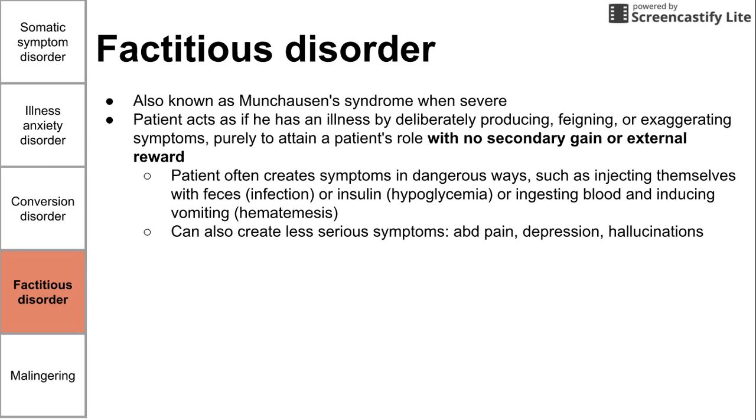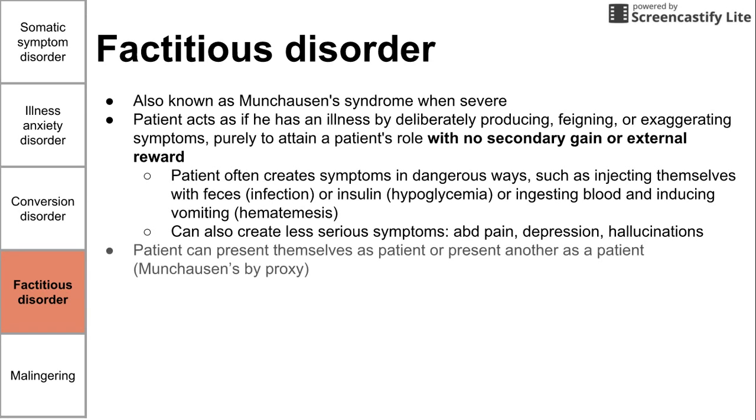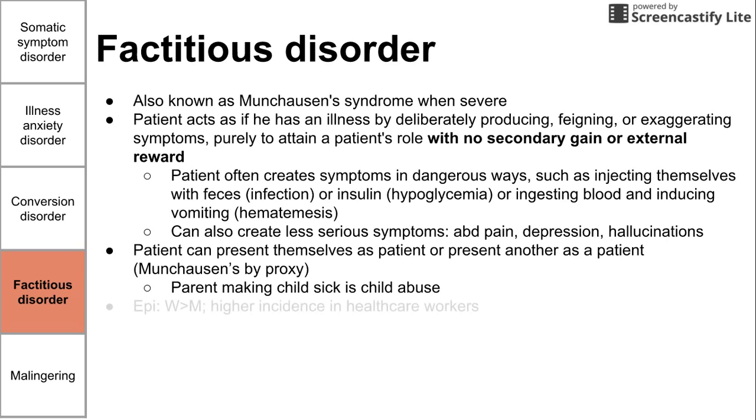And of course, they can make it less serious, such as complaining about abdominal pain, depression, and hallucinations that aren't really there. The patient can present themselves as the patient, or sometimes the psychiatric condition has them present another person as a patient, and that would be called Munchausen's by proxy. An example of that is a distressed mother with comorbid depressive disorder presenting her daughter as being injured, or infecting her daughter with something and presenting her daughter as a patient. That would be called factitious disorder by proxy, or Munchausen's by proxy. And of course, if a patient is making their child sick intentionally, purely to attain a patient's role for their child, that is, of course, child abuse.